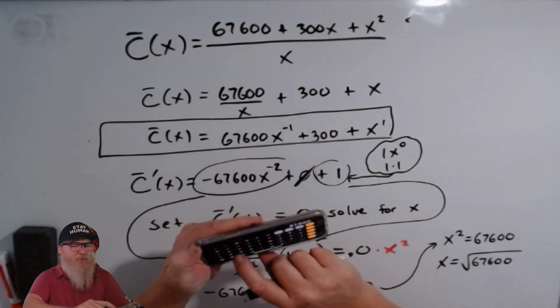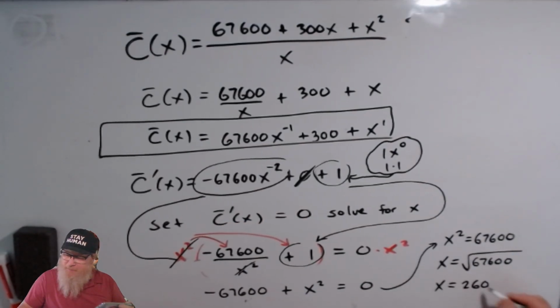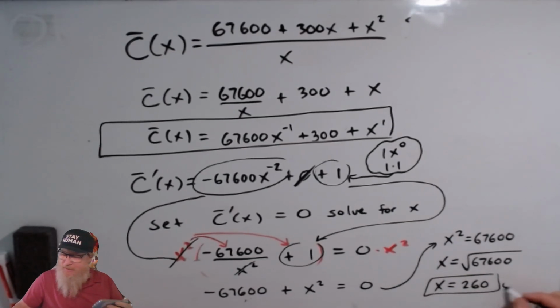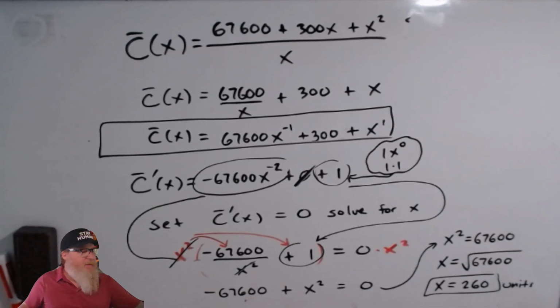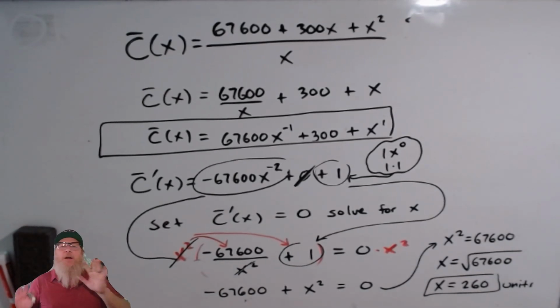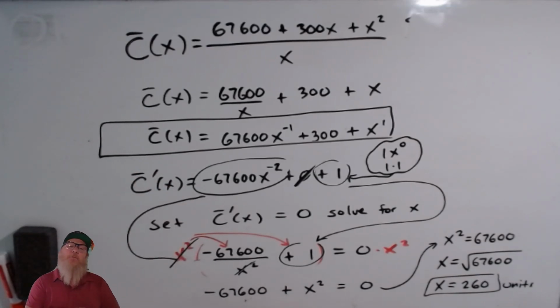So we'll take the square root of that. Oh, I love it when that happens. Maybe it was planned. 260 units. All right. So in other words, if we order, or if we produce, or if we purchase, whatever the word you want to use is, 260 units, then the average cost will be minimal.